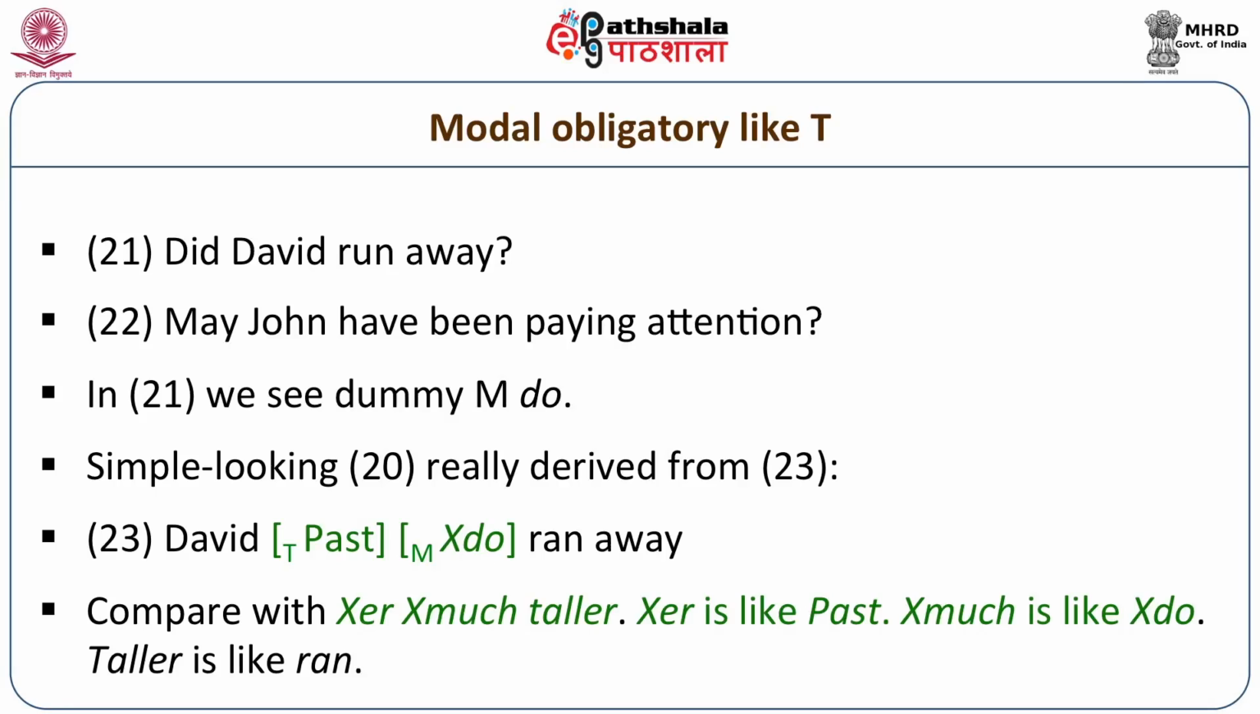If you compare x much taller with past x do ran, you see that point for point, the degree element xer is like the tense element past. The quantifier element x much is like the dummy modal element x do. And the comparative adjective taller is like the past tense marked verb ran. In this particular context, x much is volatile, but elsewhere we have seen the robust comparative counterpart more, whereupon xer fuses into more and gives you more intelligent.